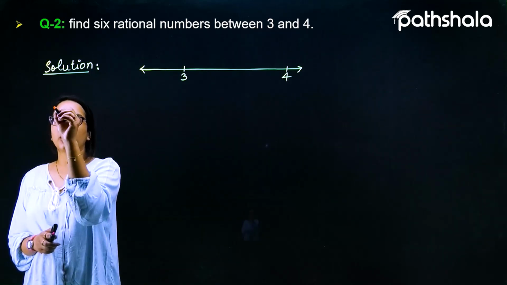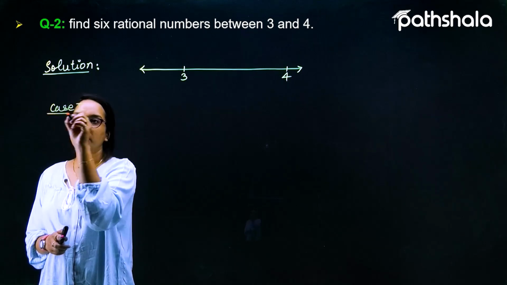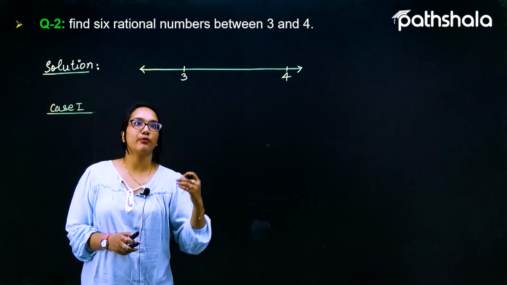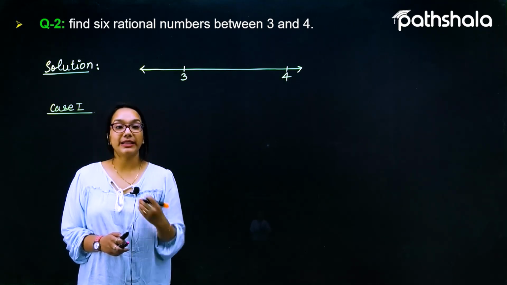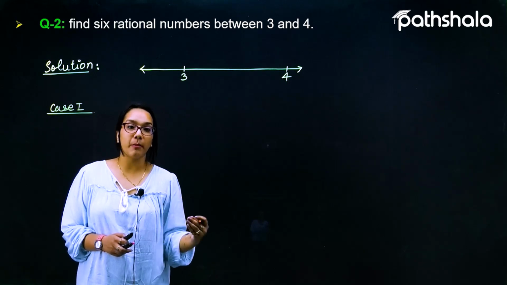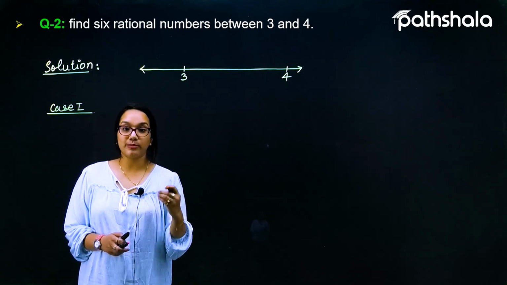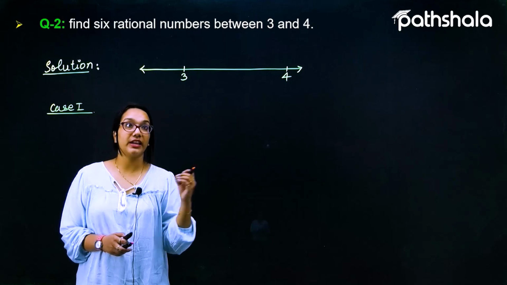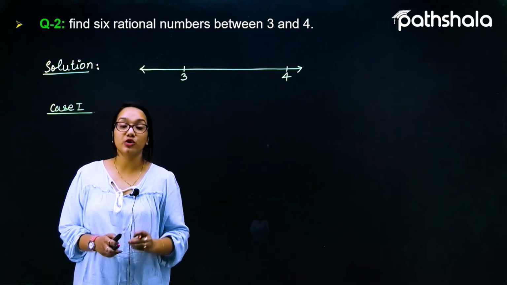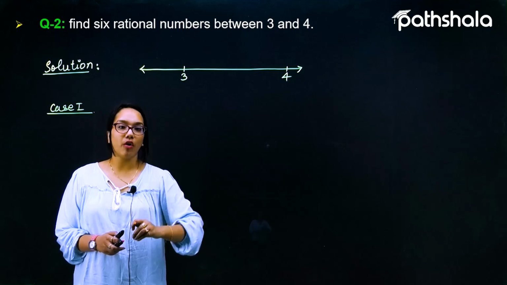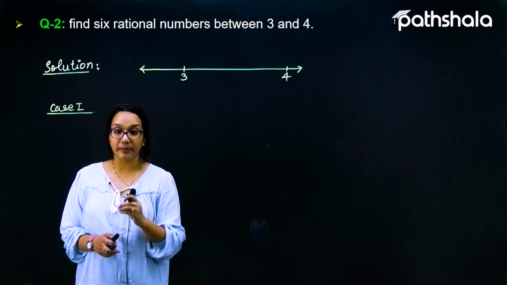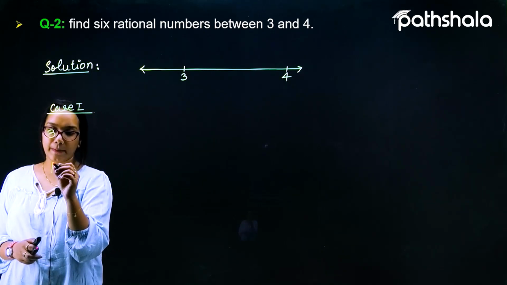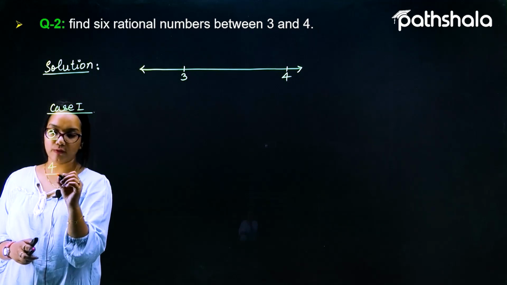So let us suppose I'm talking about case 1. Case 1 is, I am taking the 2 rational numbers 3 and 4 in such a way that I can multiply the denominator of these 2 numbers with a multiple of 10. So the very first concept I'm taking over here is to make the denominator of the rational numbers a multiple of 10. I am making the denominator of 3 and 4 a multiple of 10.